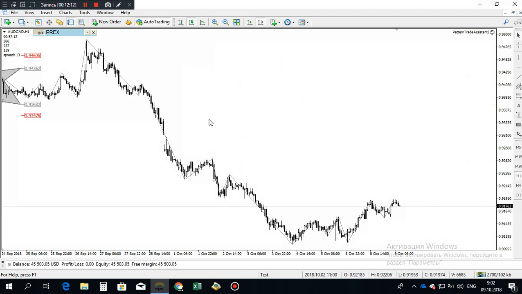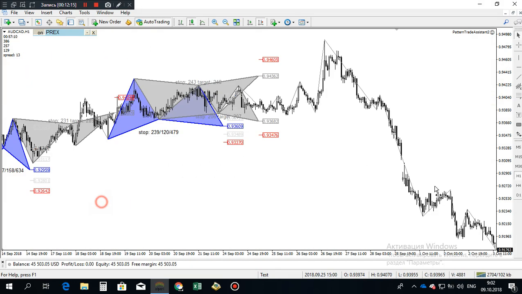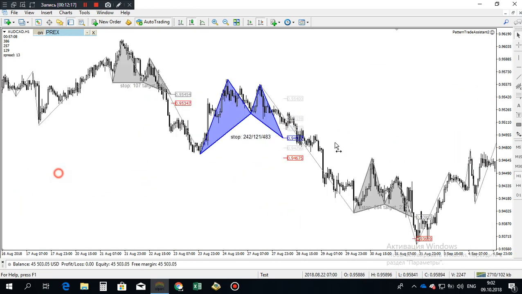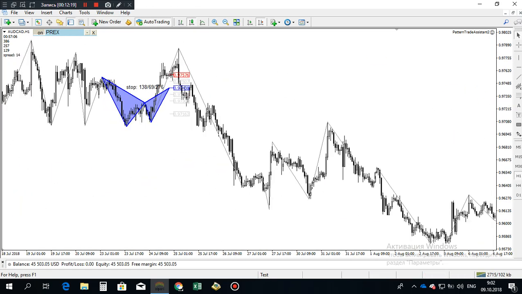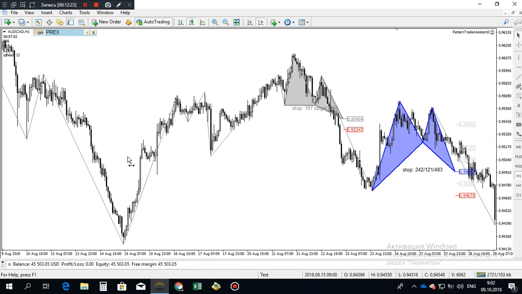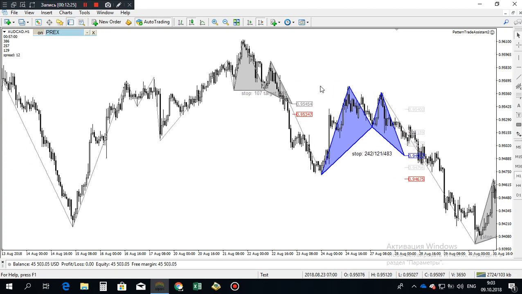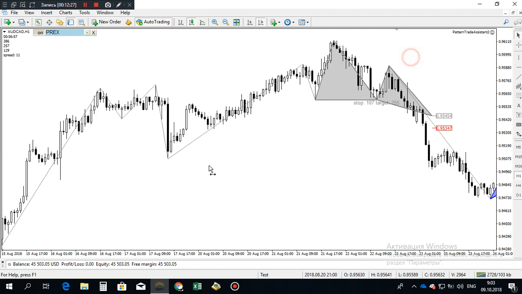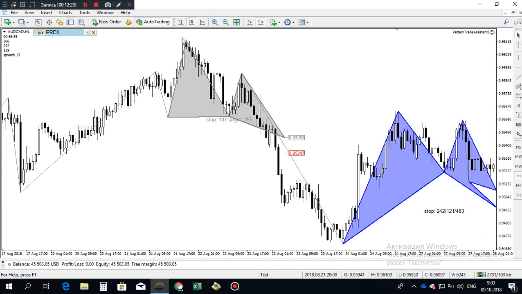Let's go to history to find some trades on history. And we will start from what? Okay, let us start from this butterfly advanced formation. Okay, the pattern was drawn. This means that this point, this point, this point, and this point are okay. And here's the completion of the pattern. Yes.